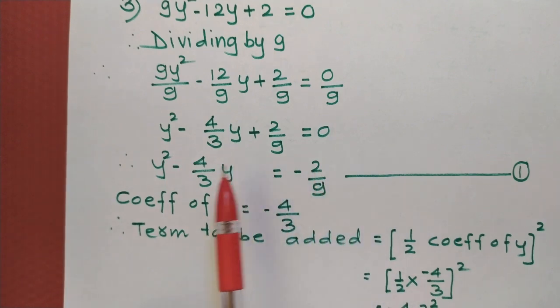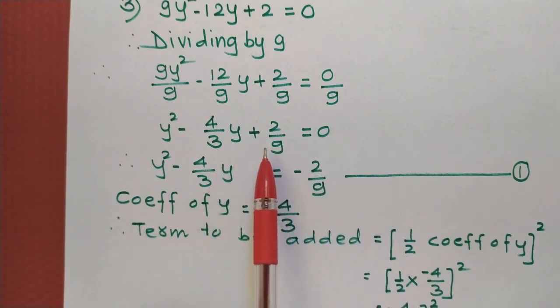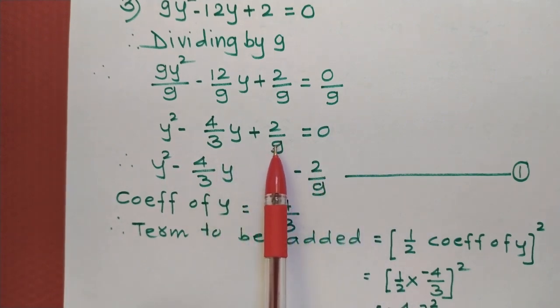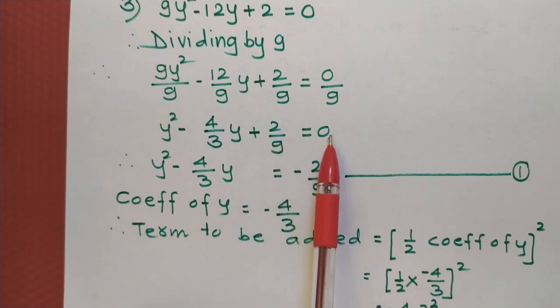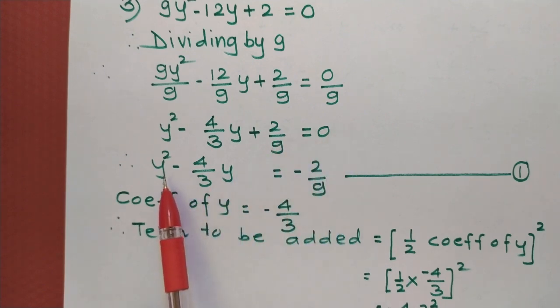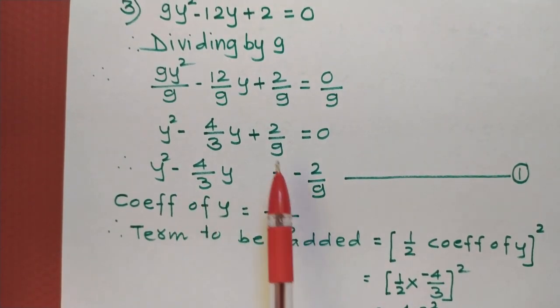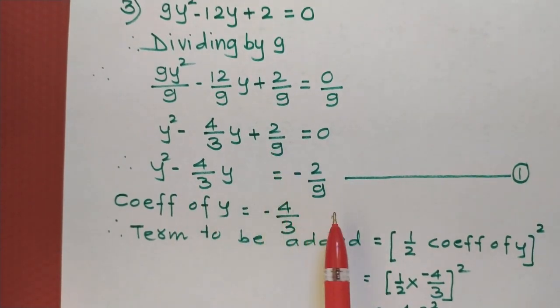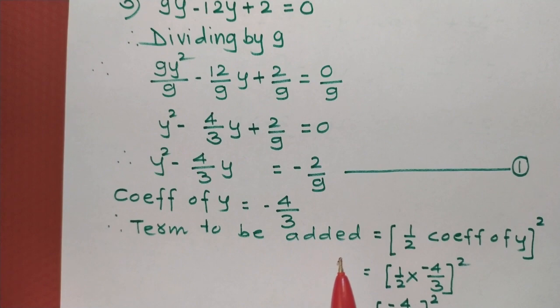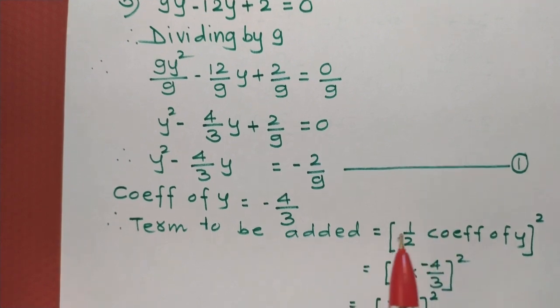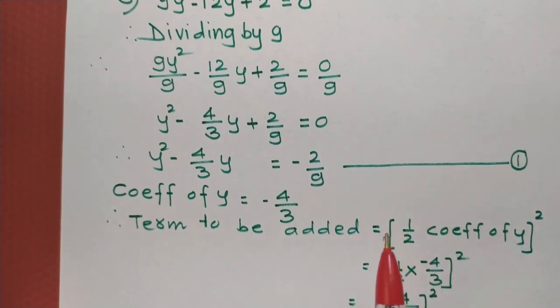Now the next step will be shifting of the constant term. We have to shift 2 upon 9 to the right hand side. Here it is now: y square minus 4 upon 3y is equal to this plus 2 upon 9, which will become minus 2 upon 9. Therefore, what is the coefficient of y now? Here it is minus 4 upon 3.